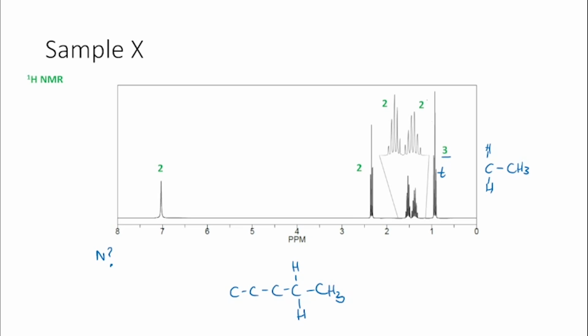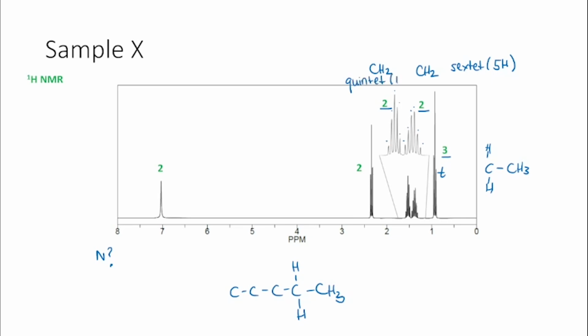Then I move down the spectrum and I have a look at my next signal, which is integrating for 2 hydrogens. So that would be a CH2 group. And it has 1, 2, 3, 4, 5, 6 signals. So it's a sextet, which means it's next to 5 hydrogens. My next signal is also for 2 hydrogens, so a CH2 group, and it is a quintet.